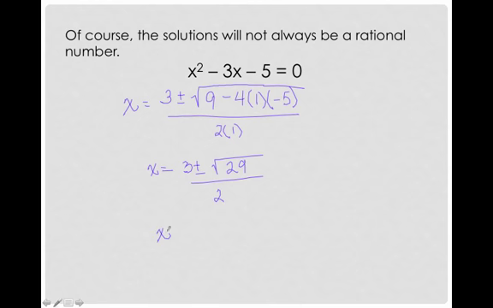So I've got x equals 3 plus, and I'm going to estimate the square root of 29 at 5.4. So I'm going to go with 3 plus 5.4 over 2, and that's going to give me approximately 4.2. Or I've got x equals 3 minus 5.4, because I've got it plus or minus all over 2, and that's going to give me a value of approximately negative 1.2.